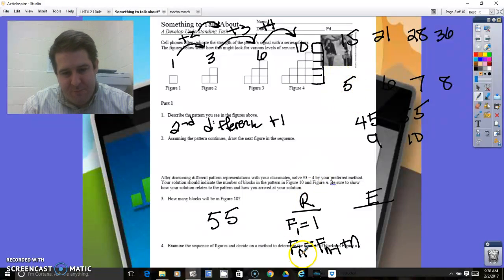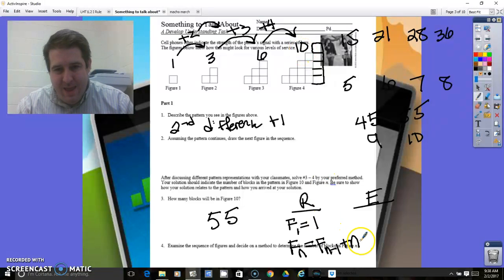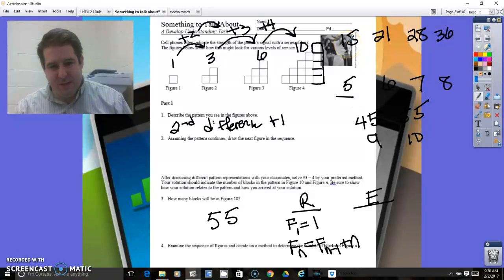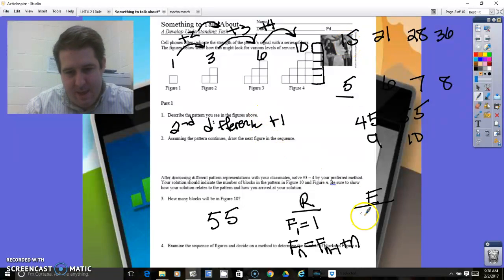So if I'm trying to find f sub n, which is the answer, we know it's 15. But you would take f sub n minus 1, which is 10. That's how many blocks are in the previous term. And you add n to it, which is 5, because that's what you're looking for. And that gives you 15. So there you go. So you can see that in action.